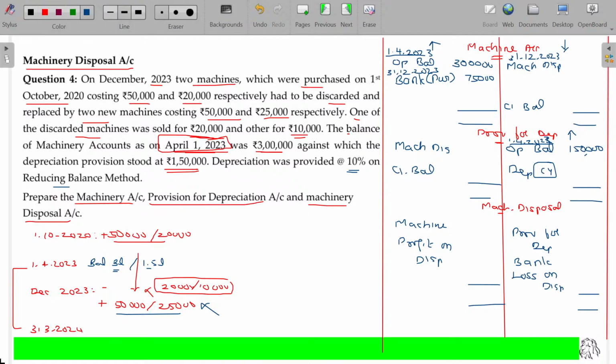Is there any doubt? Anything happens or any sale happens, 3 things are to be calculated. One is depreciation for the year of sale. Second one is WDV as on the date of sale. Third one is profit or loss on sale. So these are the 3 points you have to calculate. Let's see here. 1st October 2020, original value of the 2 assets being 70,000 rupees.